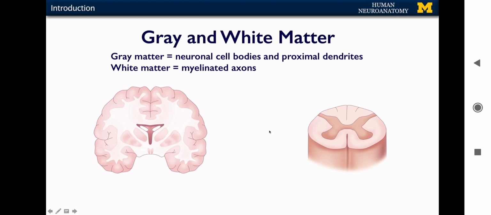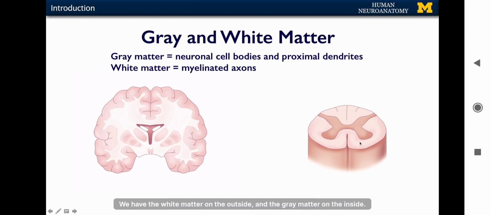In the spinal cord, we have just the opposite. We have the white matter on the outside and the gray matter on the inside. So in the spinal cord, our neurons and proximal dendrites are all hidden here in this gray butterfly, and our white matter fiber tracts are all around the outside.